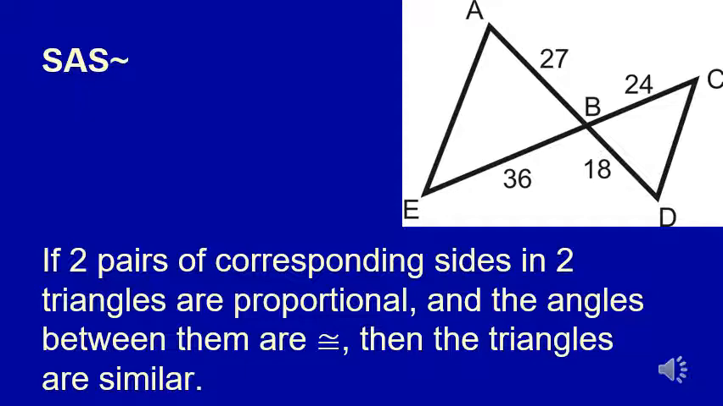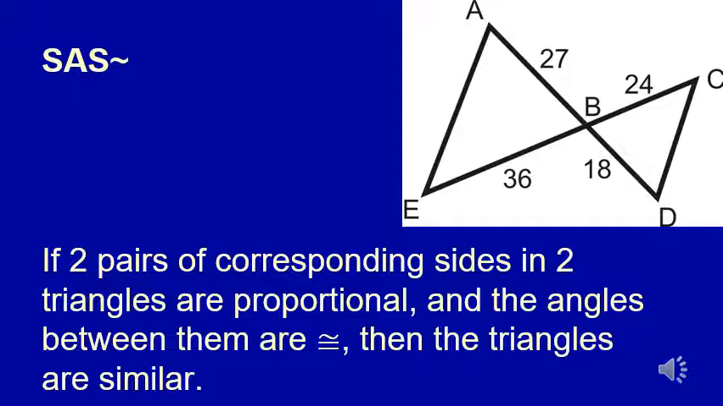Well, if you look at the picture I have here, if you look at the sides and match them up accordingly, I'm going to look at 27 and 18, the shorter side of the big triangle and the shorter side of the small triangle. If I made a fraction out of those, 27/18, it's going to reduce to 3/2 or 1.5. Then if I go to 36 and 24, if you take 36 over 24, you're also going to get something that reduces to 3/2 or 1.5.